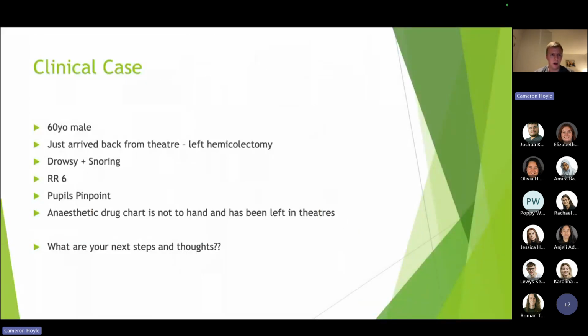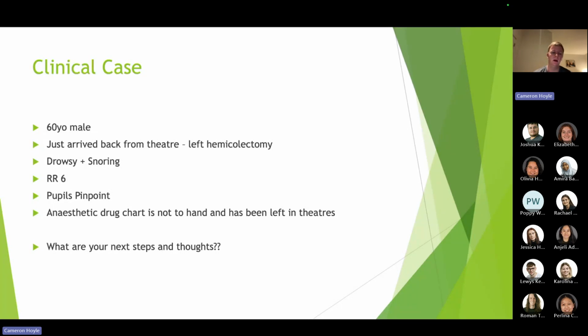So this is another clinical case. We've got a 60-year-old male. He's just come back from theatre, having had a left hemicolectomy. He's quite drowsy, and he's snoring on the ward. The nurses have rung you saying his respiratory rate's 6, and he's not really responding to them. You assess him, and you're right, the respiratory rate is 6, and he's got pinpoint pupils. Unfortunately, the anaesthetic drug chart isn't at hand; it's been left in theatres. Any initial thoughts about what's going on with this patient?